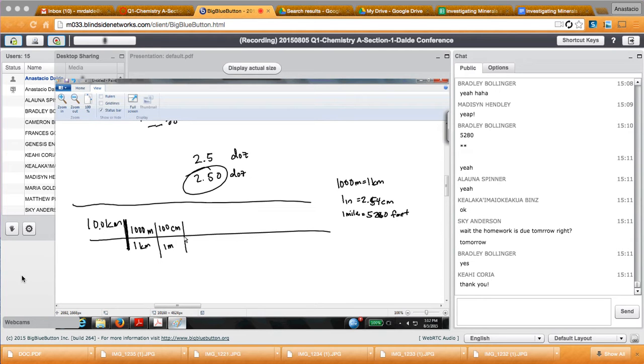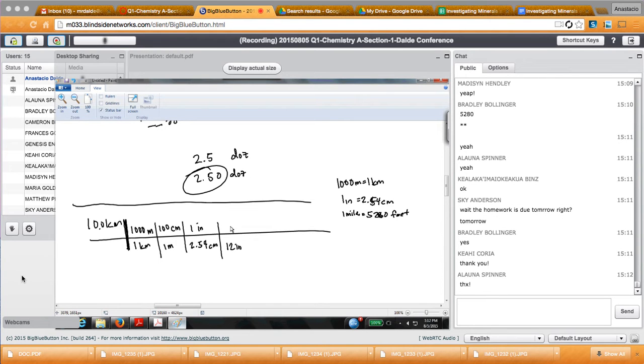Then what I'll say is there's 2.54 centimeters in 1 inch. And then what I'll say is there is 12 inches in 1 foot. And then what I'll say is there's 5,280 feet in 1 mile. And here's my favorite part, canceling them out.